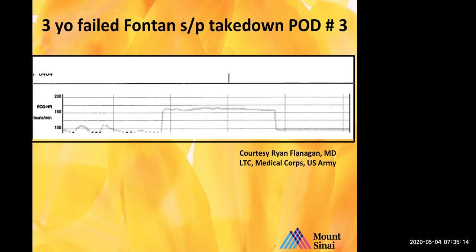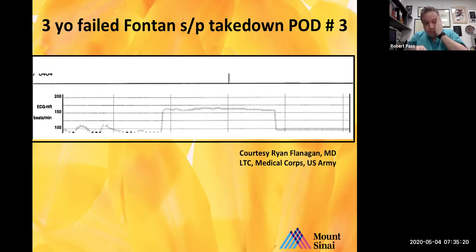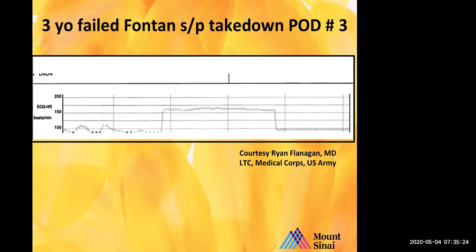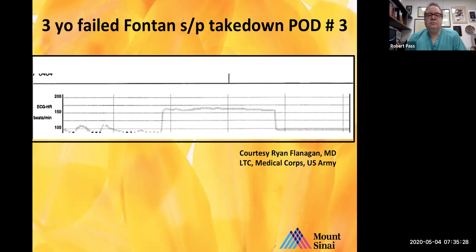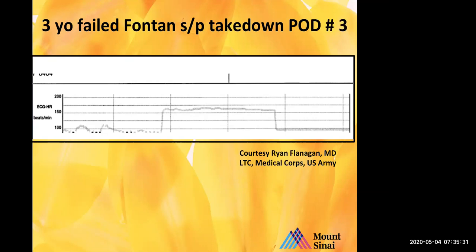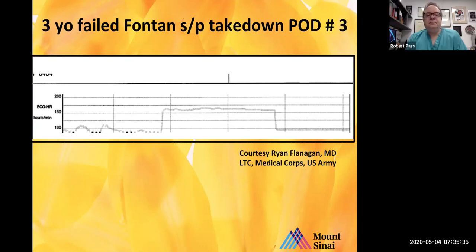So initially the heart rate's around 100, 105. And then you see a sudden increase to around 160. It stays there for a while and then it comes back down again. Okay. Any thoughts on what this would be based solely on a heart rate trend and no EKG at all?